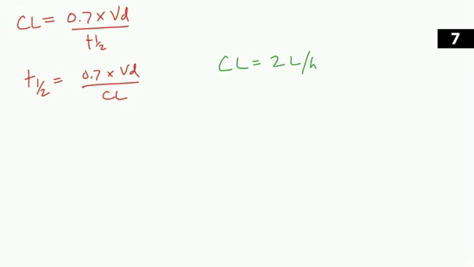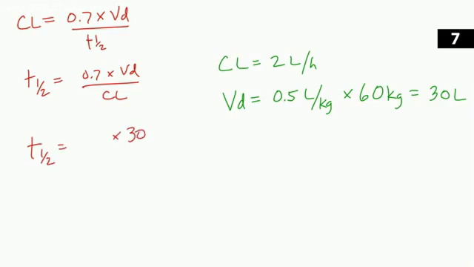Then the volume of distribution is kind of given. It says the volume of distribution is 0.5 liters per kilogram, but liters per kilogram is not a unit for volume. You have to pay attention to your units in these problems. Volume is just liters, not liters per kilogram. So you need to take into account how many kilograms the patient is. So if this patient is 60 kilograms, the volume of distribution for this drug in this patient is 0.5 times 60, which gives you 30 liters. So the volume of distribution here is 30 liters. You multiply that by 0.7, and you divide by your clearance, which is 2, and you get 10.5. So the half-life here is 10.5 hours.